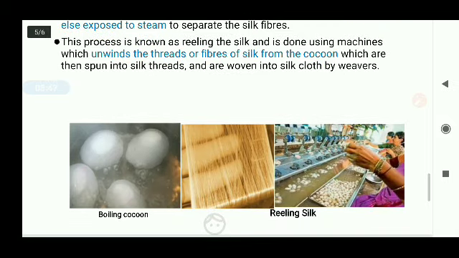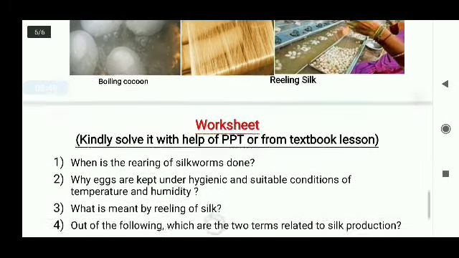So that's it, the chapter is completed here. Now you have a few questions to solve.